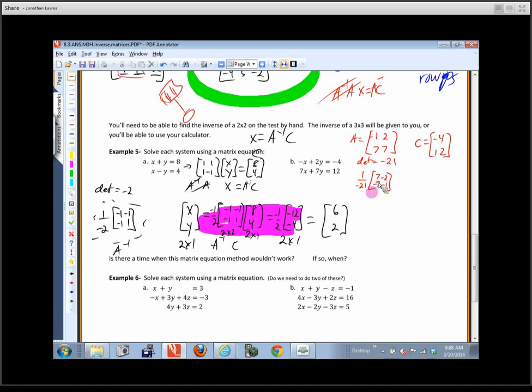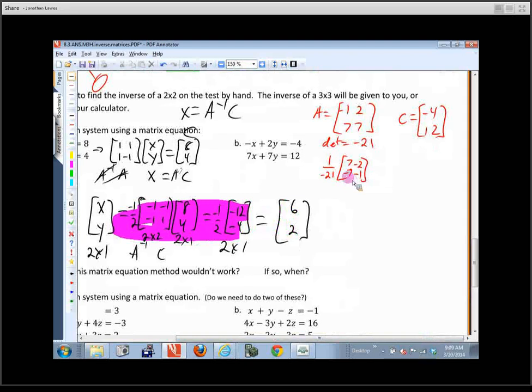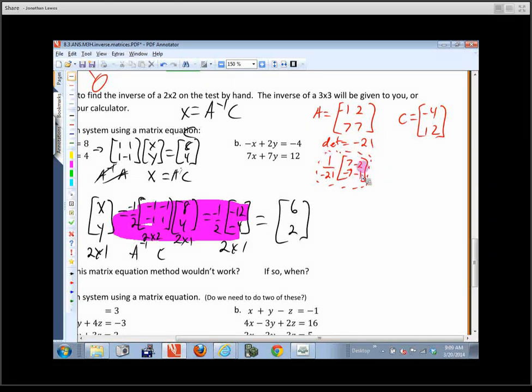Any questions there? Okay. And again, this is a nice form of the inverse because all the numbers in here are whole numbers. It's going to be a little bit easier to work with. So this right here is A inverse. And then I'm going to multiply that by the matrix C, which is negative 4, 12. 2 by 2 here, 2 by 1 here. What do I end up with? Inner dimensions are the same. We end up with a 2 by 1, right?